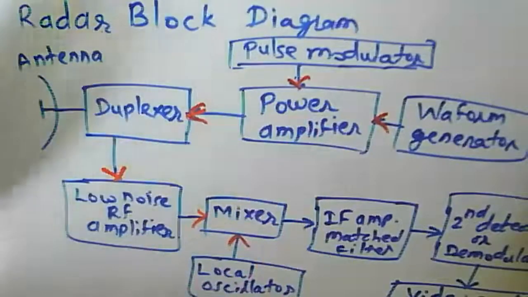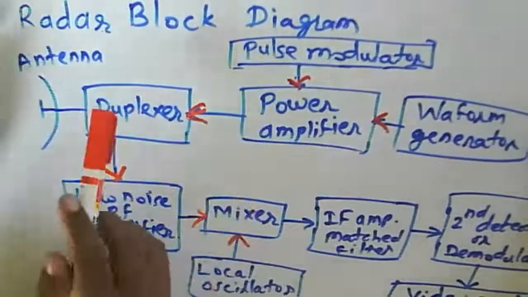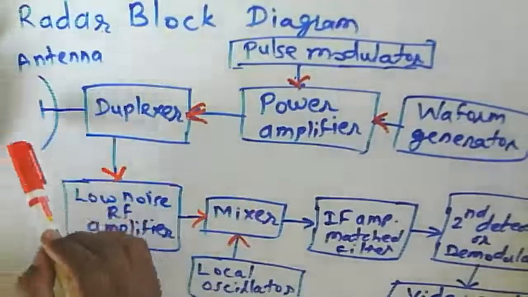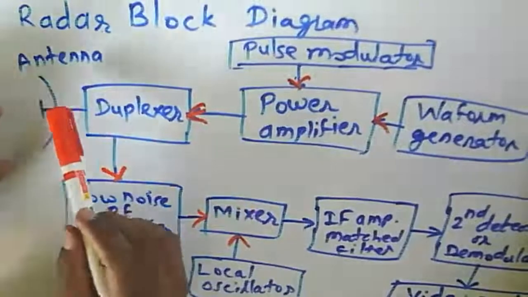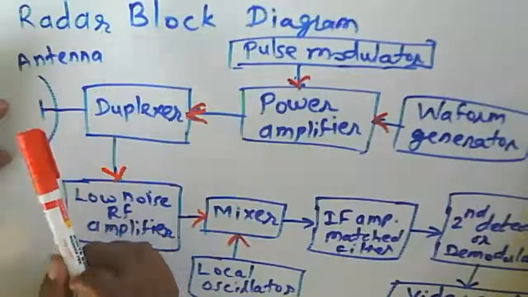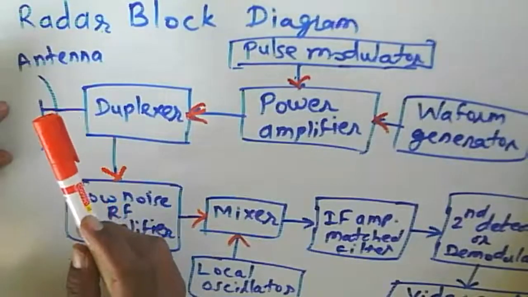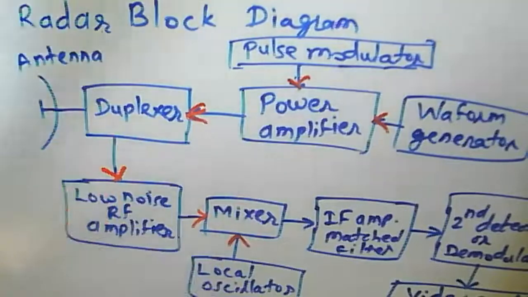So this one is about your transmitter block. Then we have the antenna. That antenna will be a parabolic reflector because it provides a narrow beam. So that is our aim. This way we consider the various components of a radar. That's about the radar block.